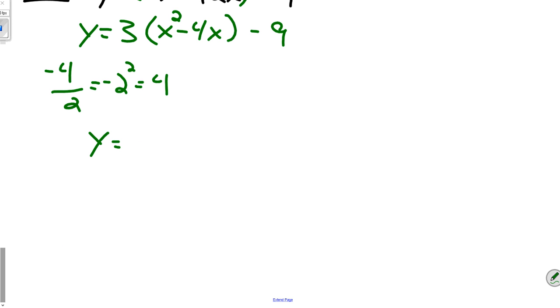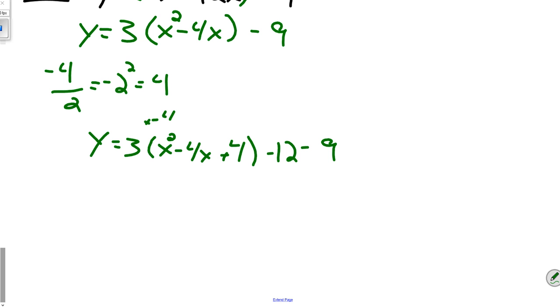Now subtract everything. Watch the outside part for just a second, please. Normally you would subtract it outside, but because you have this 3 out front, you have to multiply. I added 4 inside, but really it's 3 times 4, right? So on the outside, it's going to be 3 times negative 4, negative 12, because you subtract it. Minus 9. Do you guys remember that? Yes. Okay.